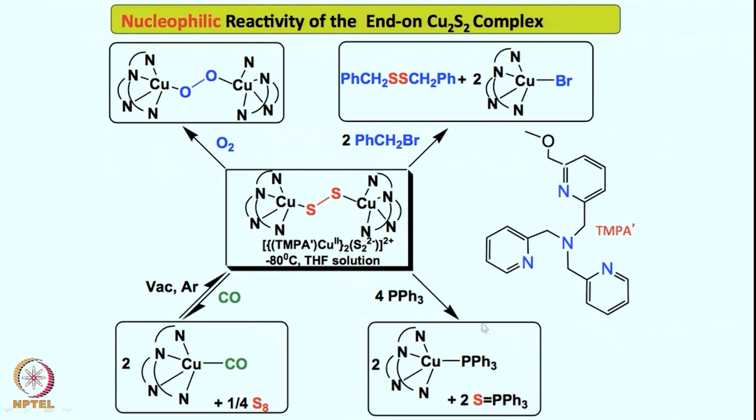With reaction of triphenyl phosphine, these copper phosphine complexes are formed along with the formation of triphenyl phosphine sulfide. 4 equivalent of this is used, 2 equivalent of copper, 2 equivalent of triphenyl phosphine sulfide can be generated from such reactions. Okay? That is all about the end on disulfide complex.